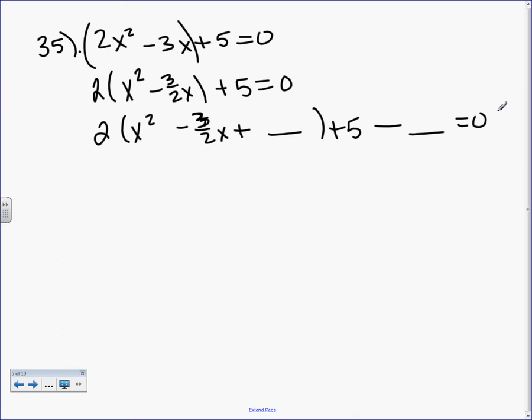I don't care how weird the numbers are. You have a calculator, right? So if we're taking half of b squared, what's b? The 3 halves, right? So how do you take half of that? Divide by 2. So everybody on your calculator, if you don't have one, your phone, whatever, do 3 over 2, fraction, 3 over 2, divided by 2 squared. And what do you get? 9/16. You can do that in your head, but I wouldn't.